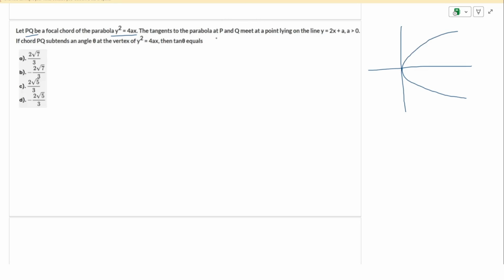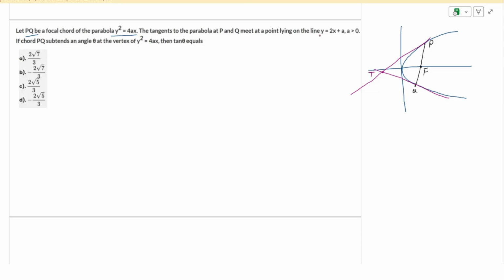Then PQ is a focal chord. So let's draw PQ as a focal chord. What does focal chord mean? That it passes through the focus, right? Now, tangents at P and Q meet at a point. So let's start drawing tangents at P and Q. Let's say this is the tangent at P, and let's draw the tangent at Q. They are meeting at a point. Let's call it T.